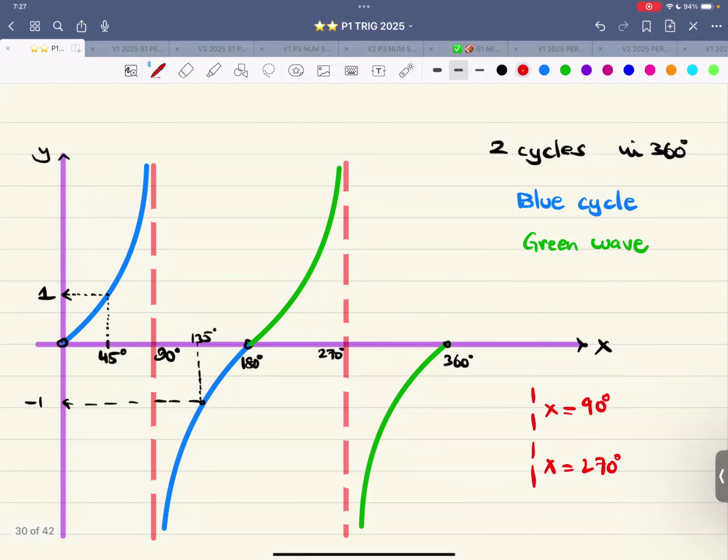That is the first and foremost thing. So now sine is done, cosine is done, tangent is done. All three graphs are done and dusted.